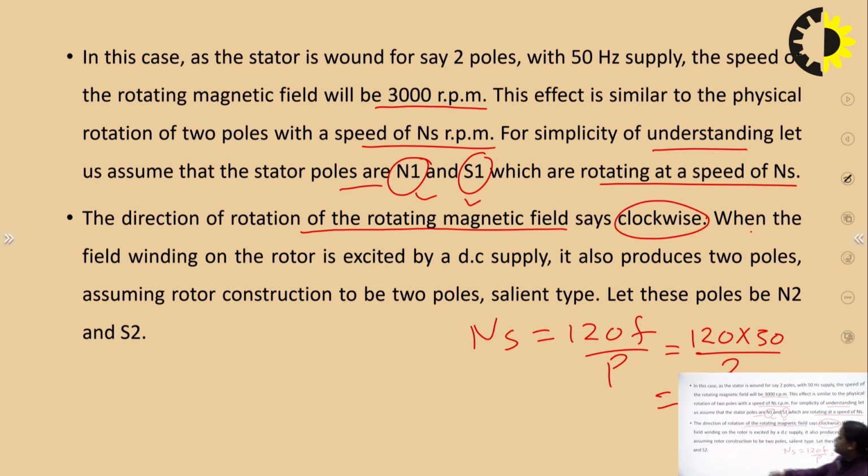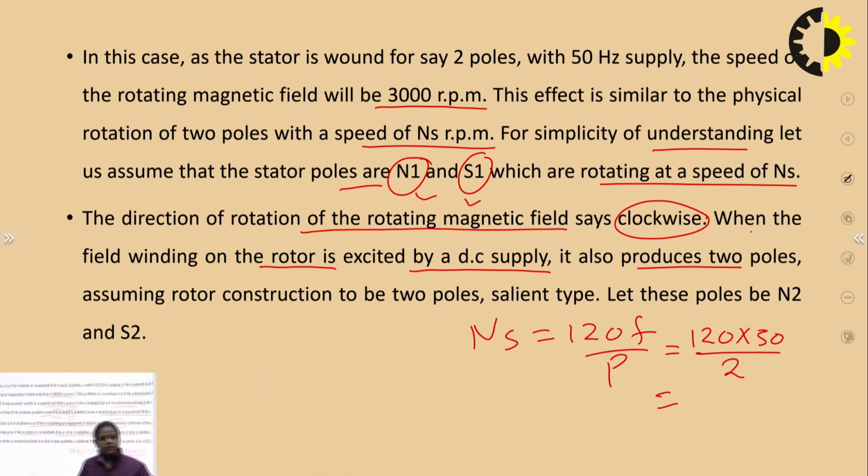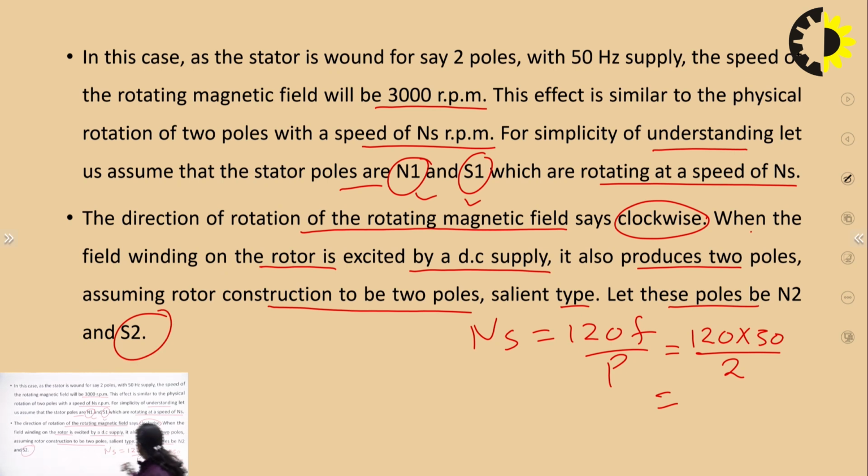When the field winding of the rotor is excited by DC supply, it also produces 2 poles. So we are considering that the rotor is also of 2 poles. Assuming the rotor construction is of 2 poles, salient type, let these poles be N2 and S2. So for the stator we are considering N1 and S1, and for the rotor we are considering N2 and S2.